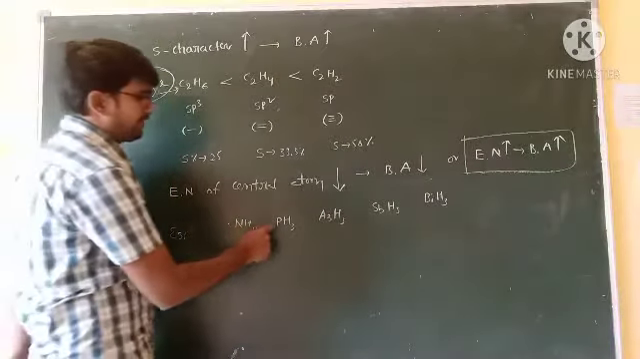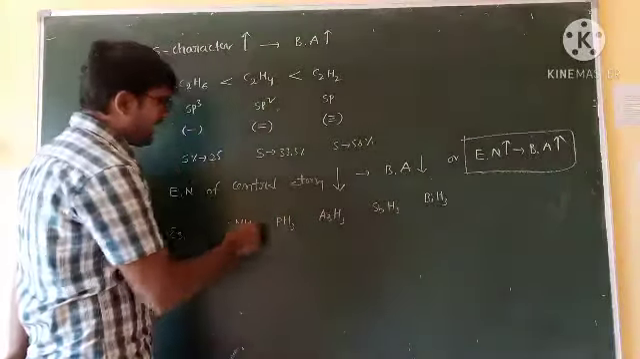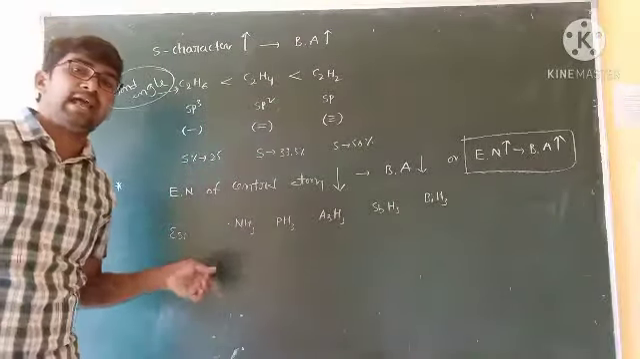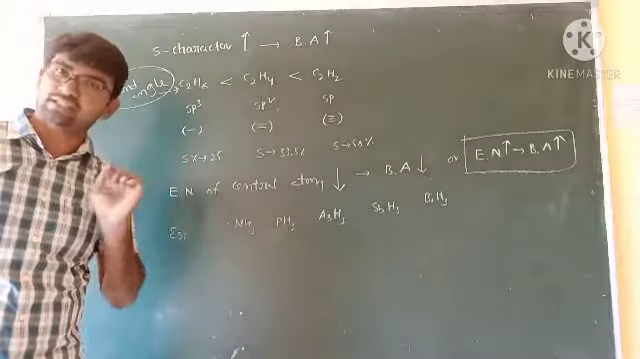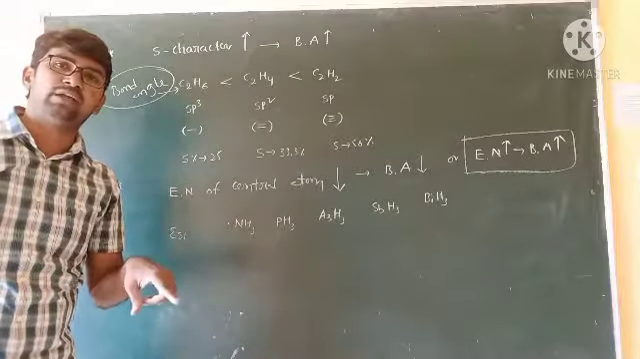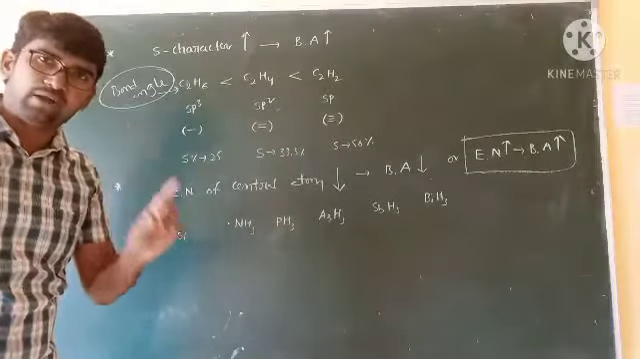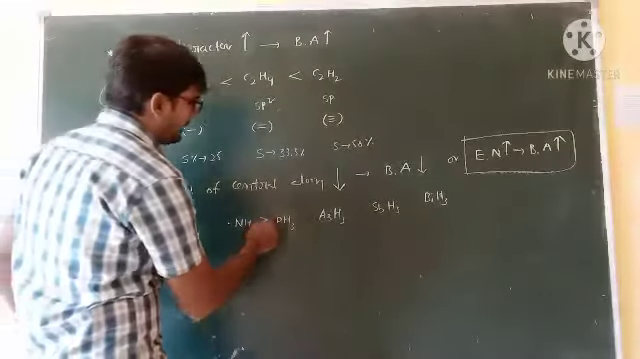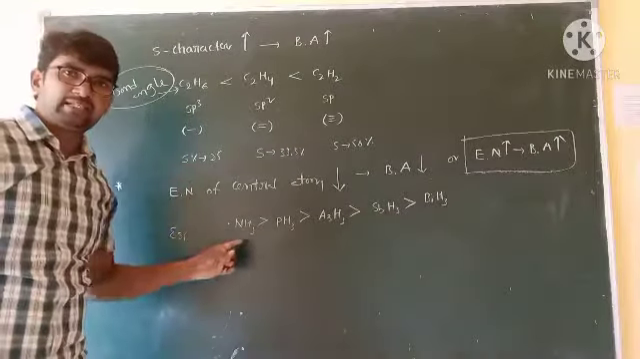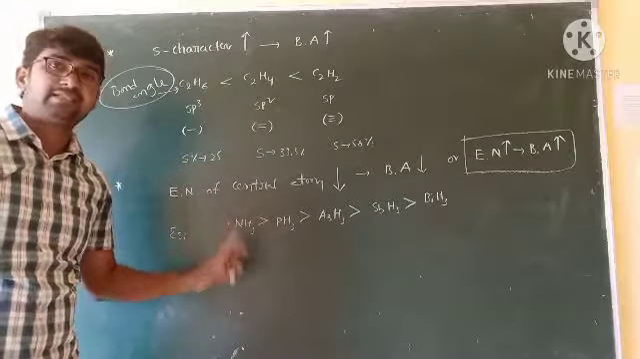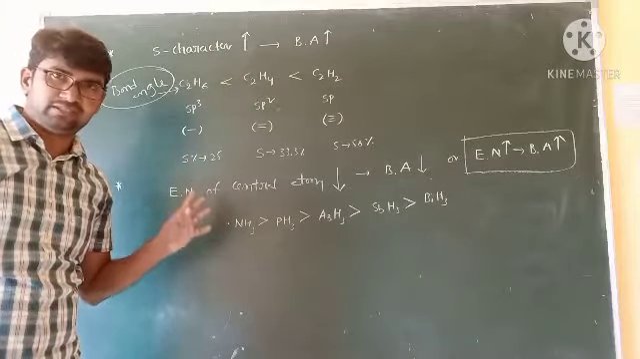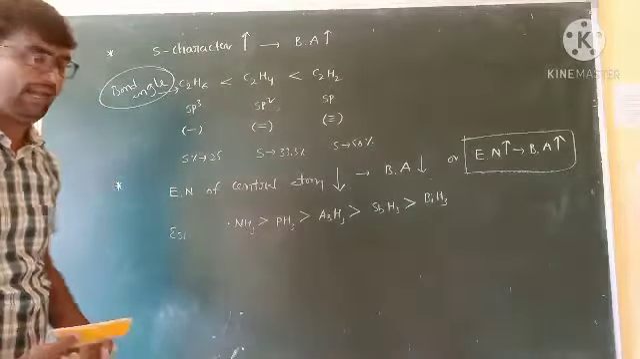Because here the central atoms are different, but the surrounding atoms are same. This condition is for when the central atoms are different and surrounding atoms are same. So which one has more electronegativity? That molecule has the more bond angle. So this is the order. Very simple. What is the condition? Check the central atom. If the central atoms are different and surrounding atoms are same, the one with more electronegativity in the central atom has more bond angle.